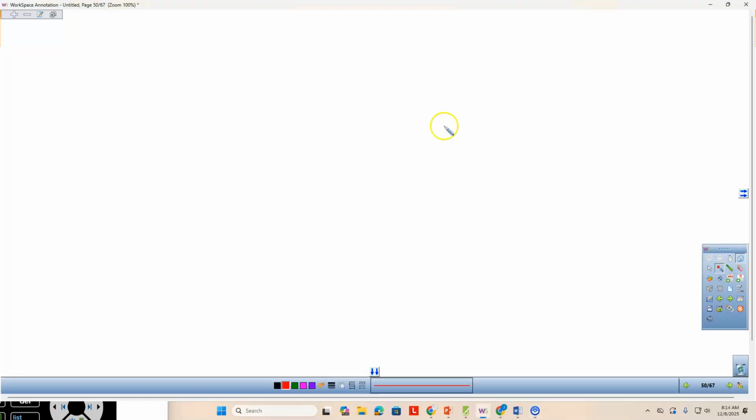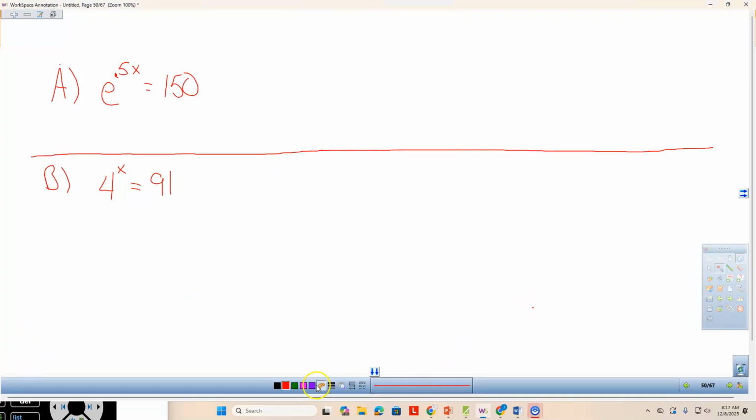So what if we have to solve exponentials like this? What if I have e to the 0.5x equals 150? And then I'm going to give you two problems for it. What if I tell you that 4 to the x equals 91? Two exponentials for you to solve. Give it a shot.